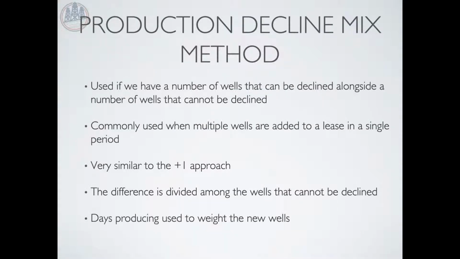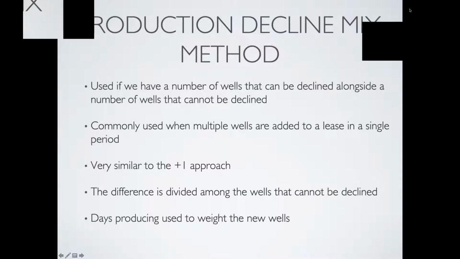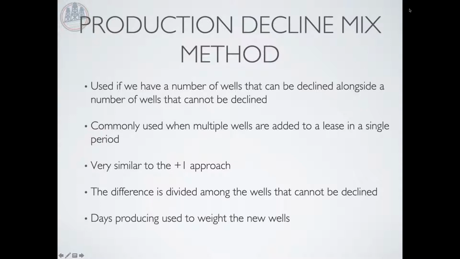The next method is the production decline mix method. This happens when we have more than one well that can be declined, along with more than one well that cannot be declined. So 2 wells, 3 wells coming online in the same month, and all the other wells perhaps are established. It's very similar to the plus one approach. We take all of the existing wells and we do that forecast point again, but then the difference is that in the +1, we gave it all to that well.